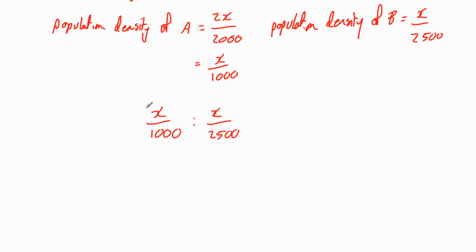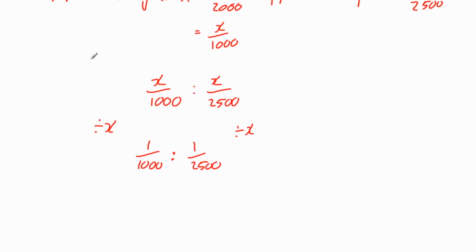First of all, we can divide both sides by x. Whenever we divide both of these by x, we'll be left with 1 over 1,000 to 1 over 2,500. So that's great. We've got rid of our x's and we've got a number to a number, but it still looks quite messy. So what I'm going to do now is multiply both sides of the ratio by 2,500 and see what we get.